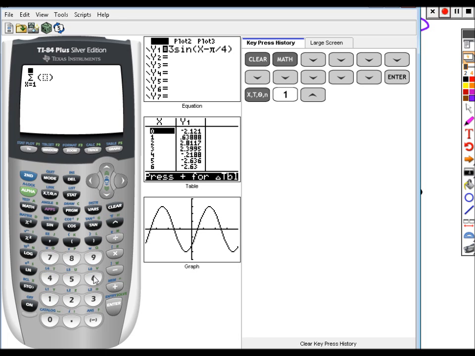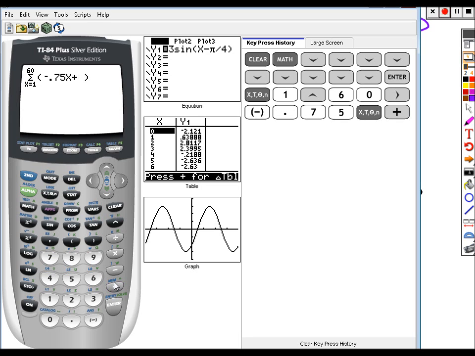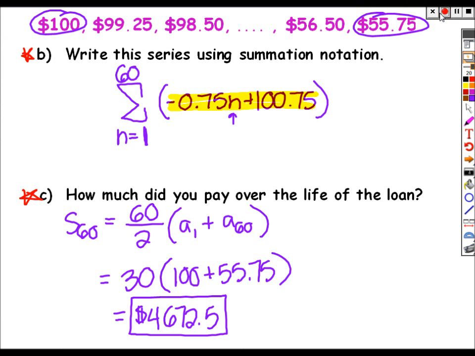So with the new operating system, I want to go from 1 to 60. And then my explicit formula was negative 0.75 n, or x, plus 100.75. And if you hit enter, there it is. There's your answer. So certainly on a test, I can't let you use your graphing calculator for this part, but it's a great tool to check answers on your homework.